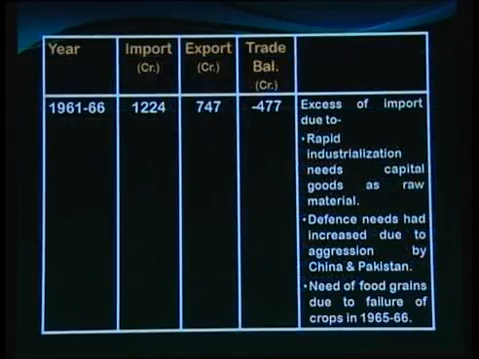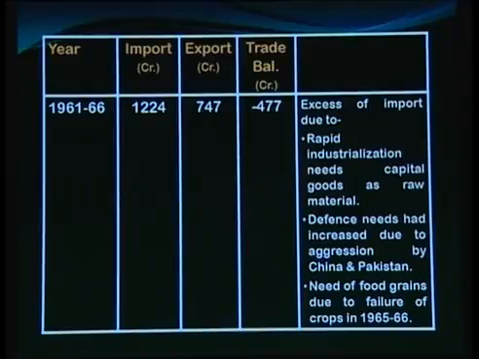In 1961-66, imports again were on a higher side while exports were lesser. Let us understand that the excess of import was due to the rapid industrialization need, capital goods as raw material.